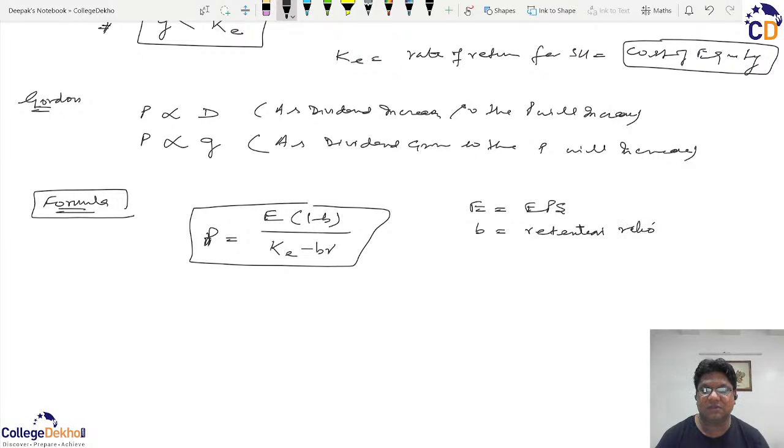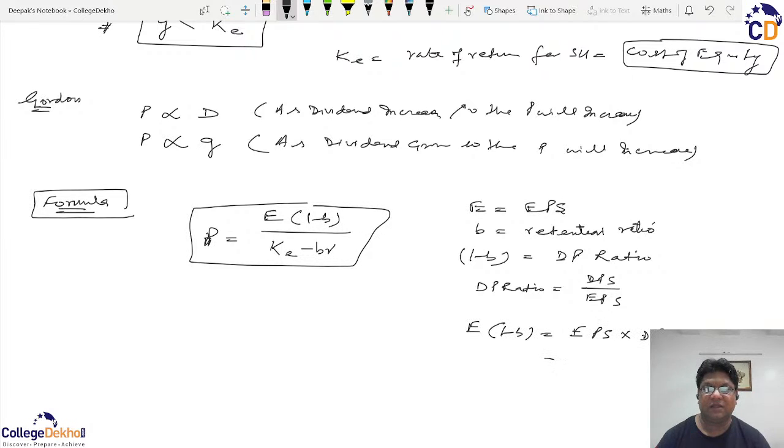And as discussed in our earlier session on Walter's model, 1 minus B shall be equal to the dividend payout ratio. So effectively, the DP ratio is equal to dividend per share upon earning per share. So this E multiplied by 1 minus B becomes equal to EPS into DP ratio, and that itself becomes the DPS. So effectively, E1 minus B denotes the DPS.